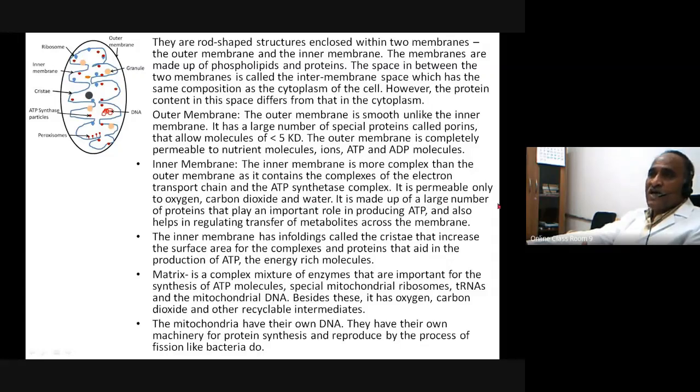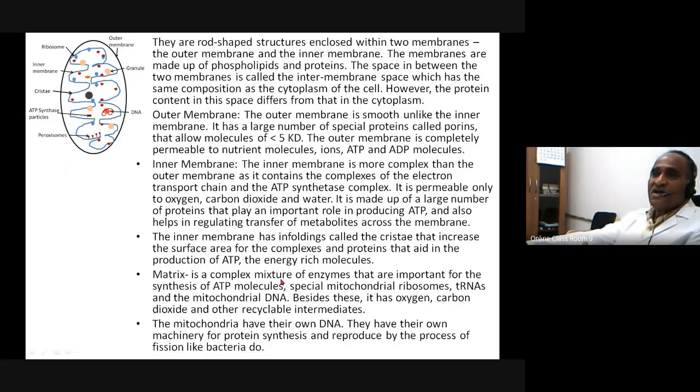It is made up of a large number of proteins that play an important role in producing ATP, and also help in regulating the transfer of metabolites across the membrane. Now, the cristae, that means these foldings, help to increase the surface area for the complexes and protein that aid the production of ATP and energy.